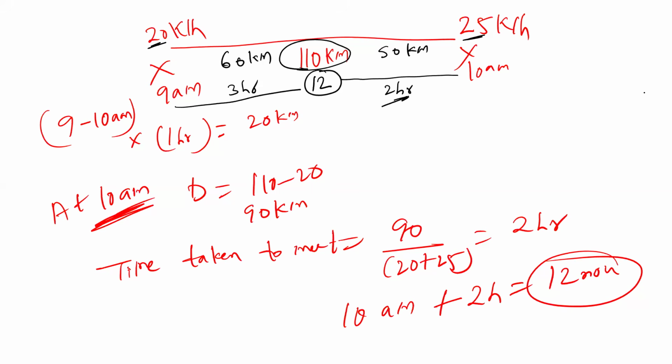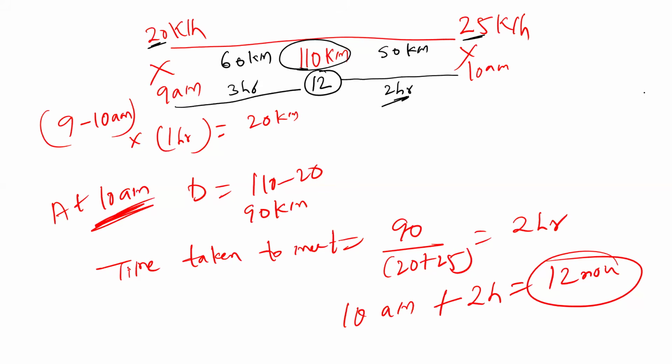So now the time is 10 o'clock. At 10 o'clock, what is the remaining distance? Already 20 is over, meaning the remaining is only 90 kilometer. So now I need to find, from 10 o'clock, how much time both will take, because after 10 only both are running. How much time will they take? Remaining distance 90 by sum of the speeds. Why sum of the speeds? Opposite direction speeds will be added. So they will take 2 hours.